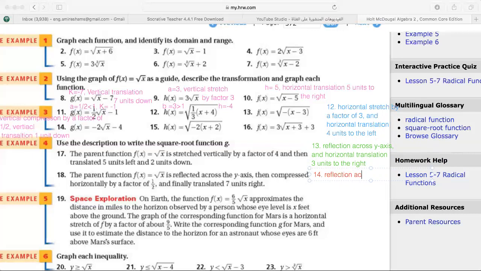Reflection across x-axis. And 2 factor multiplied by the whole function, so it is vertical stretch or compression according to the factor greater than 1 or less than 1. 2 is greater than 1, so it is vertical stretch. And vertical stretch by a factor of 2.